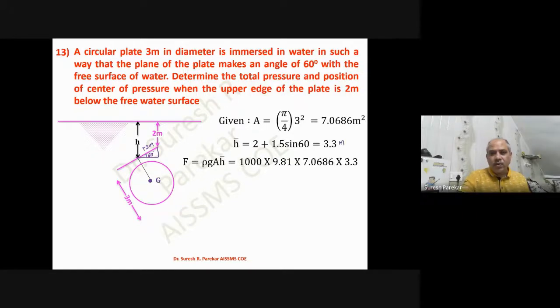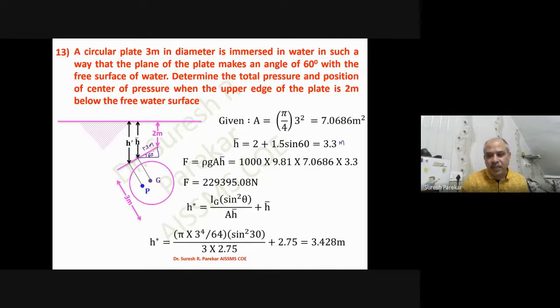Now if we go to F, we are going to get this F as 229,395.08 Newton. H star, we have Ig sine square theta upon A h bar plus h bar, and that value we will get as 3.428 meter.